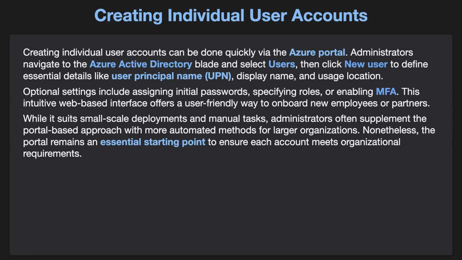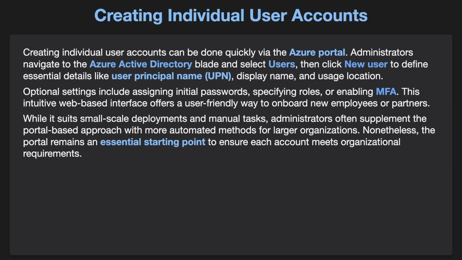Creating individual user accounts can be done quickly via the Azure portal. Administrators navigate to the Azure Active Directory blade and select Users. Then click New User to define essential details like user principal name, UPN, display name, and usage location. Optional settings include assigning initial passwords, specifying roles, or enabling MFA. This intuitive web-based interface offers a user-friendly way to onboard new employees or partners.